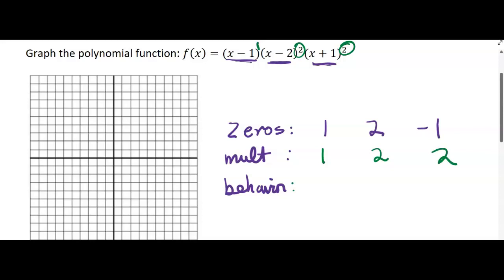So if it's odd multiplicity, then it crosses. If it's even, then it's going to bounce. Sometimes they say touch. Okay, and we're all set to do these things. We've got two more big things to do. First of all, we would like to know the end behavior.